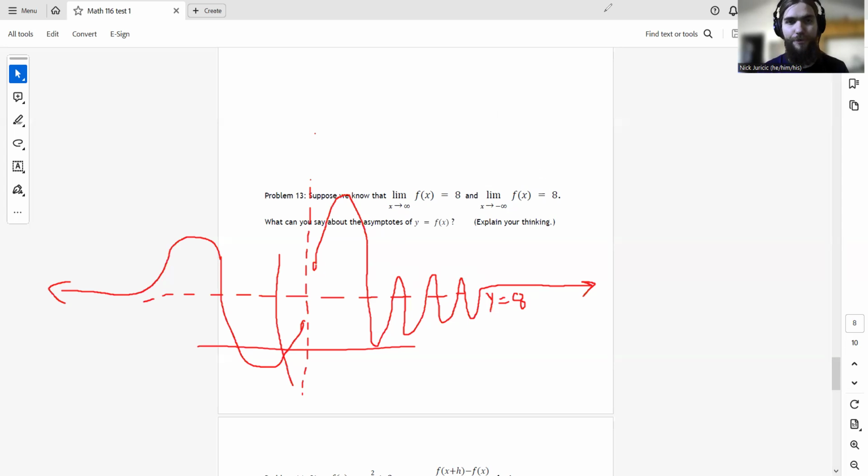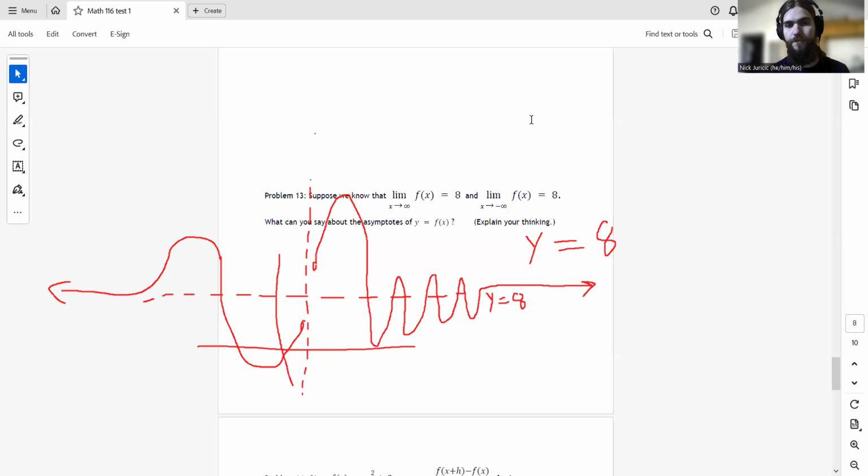Maybe a meta approach to this problem. And the horizontal asymptote is always at y equals 8, as opposed to x equals 8. That would be a vertical asymptote, if that were such a thing here. Okay, so that's all I have to say about that.